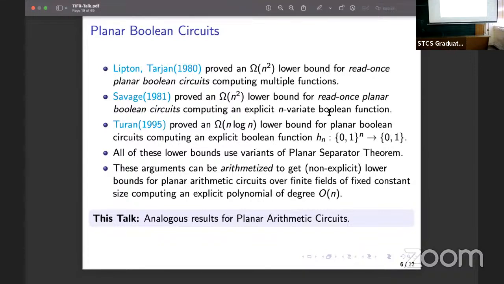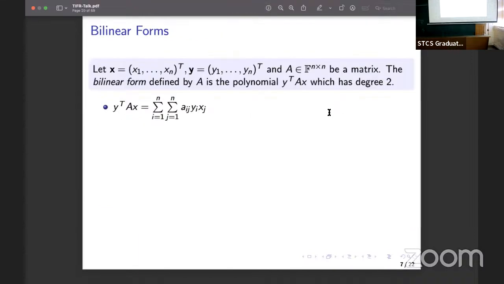All analogous results for Boolean with Boolean replaced by arithmetic. Okay. So we should digress a bit and look at constant degree polynomials, and we'll come back to planar circuits. So what is a bilinear form? A bilinear form is a polynomial of this form.